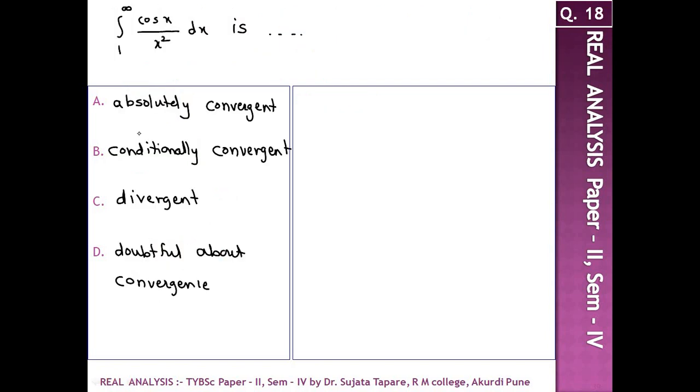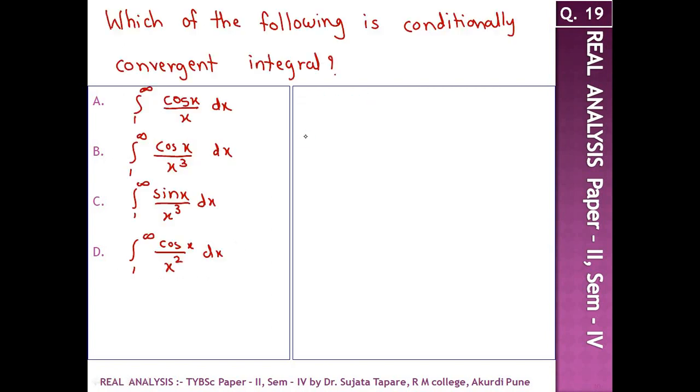Integration 1 to infinity cos x upon x square into dx is: the options are absolutely convergent, conditionally convergent, divergent, and doubtful. So obviously here again put modulus and apply comparison test, and we get integration 1 to infinity dx upon x square, which is convergent. Therefore by comparison test the given integral is convergent, so it is absolutely convergent. So correct option is A.